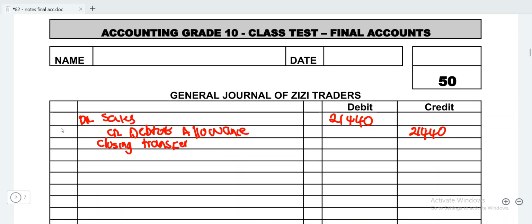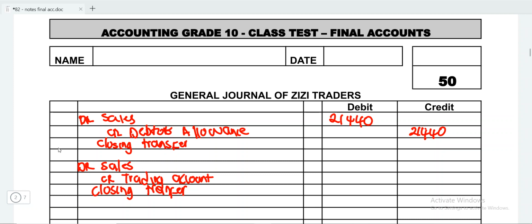So in other words, what we are going to do, we are going to debit our sales. So we'll say debit sales, and then we are going to credit trading account. Okay, so we'll credit trading account, and then remember, we must check what is the amount for our sales. So here, when we explain, we are going to say that this is a closing transfer, because remember, you are doing closing transfers at the end of the year.